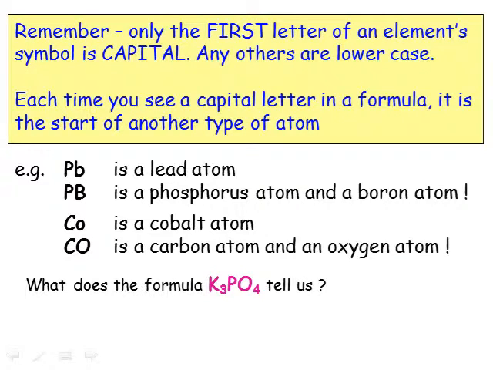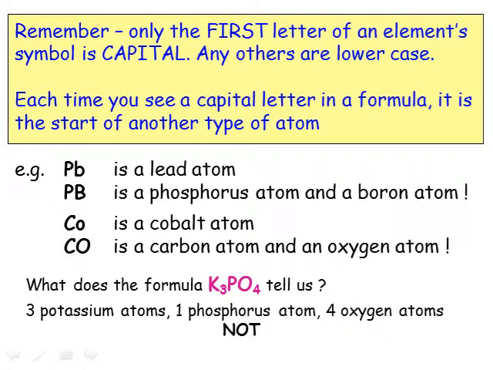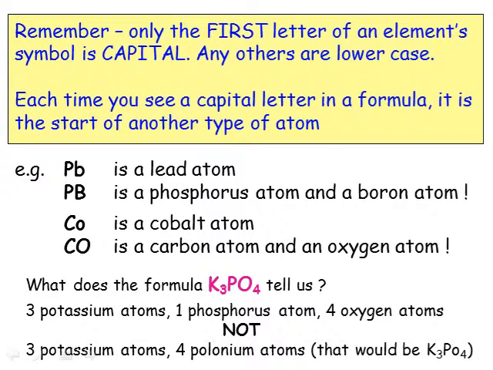Take the formula K3PO4 for example. K is the symbol for potassium, so we can see there are 3 potassium atoms. But what about PO4? Po is polonium, but that would be capital P lowercase o, and here we have capital P and capital O, so we have 2 different types of atom, a phosphorus atom and 4 oxygen atoms, not 4 polonium atoms.